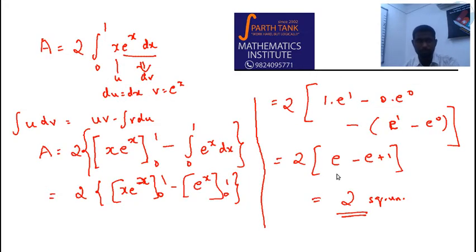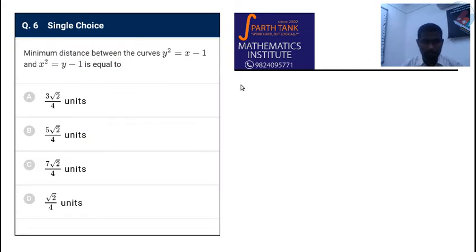Moving on to question number 6. Now this is an interesting question. The minimum distance between the curves y squared is x minus 1 and x squared is y minus 1 is equal to. Okay, so how are these curves going to look like?